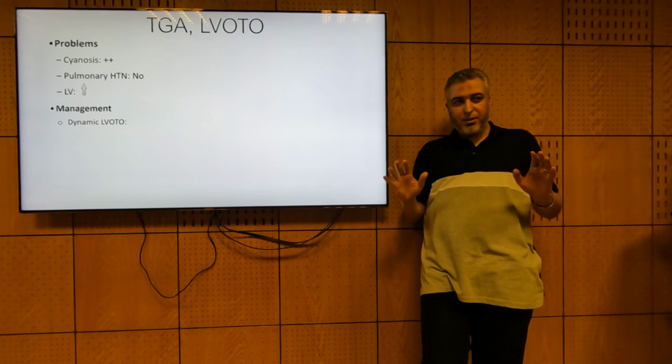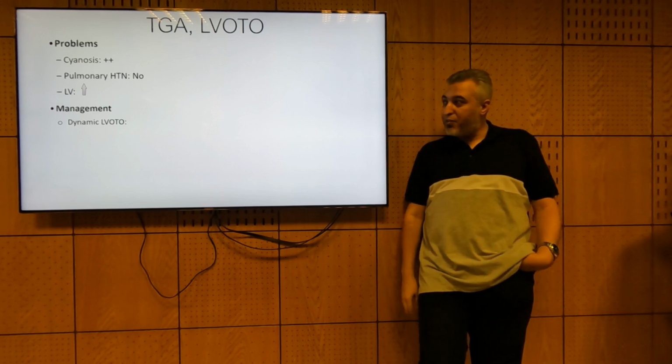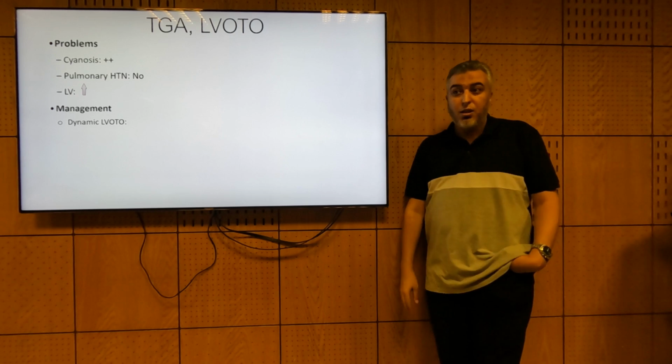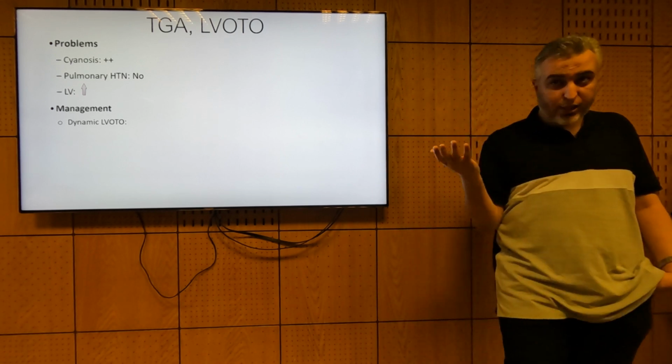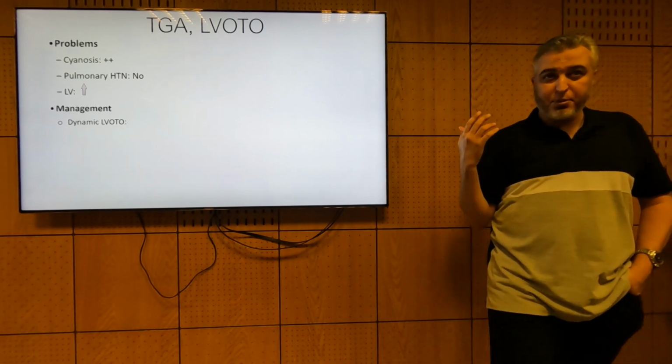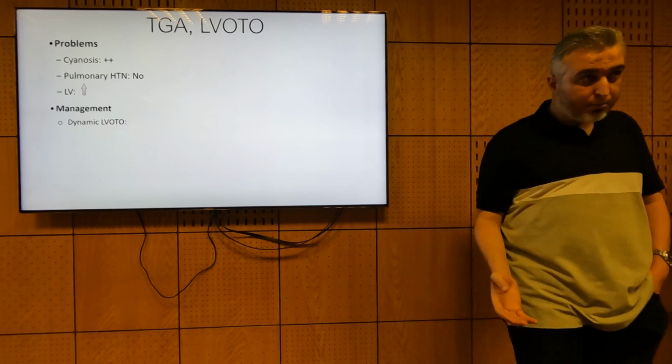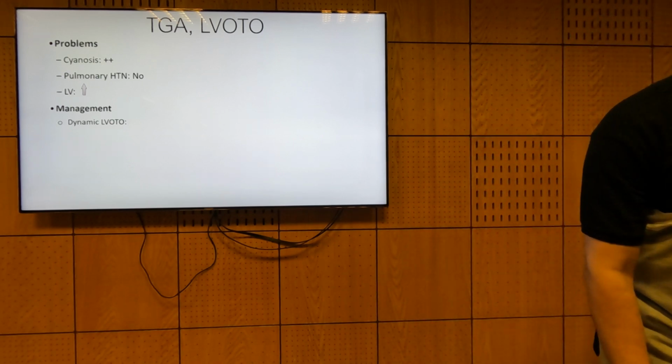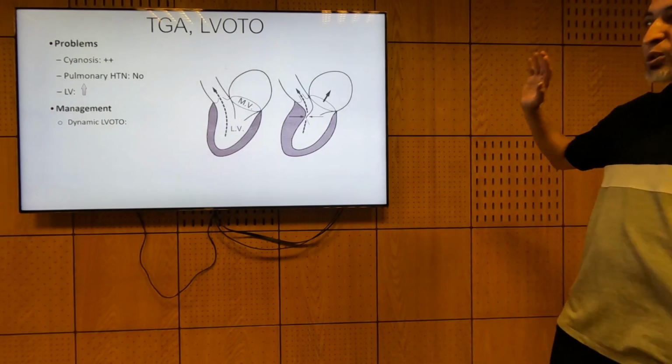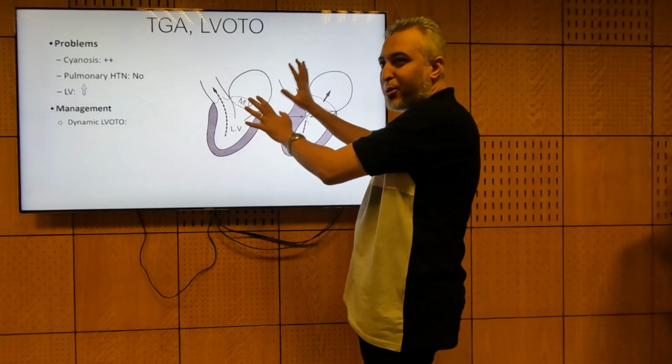What's the very famous example of dynamic LV obstruction that you know about? The systolic anterior motion, the SAM. And where does that happen? In HOCM, hypertrophic obstructive cardiomyopathy. So let's get back, we're not talking about TGA now, we're talking about HOCM.